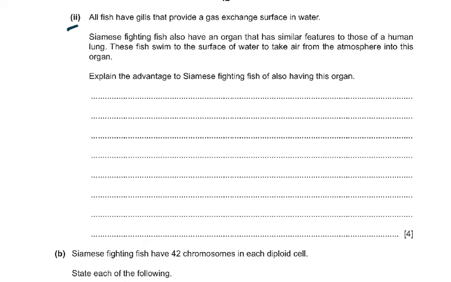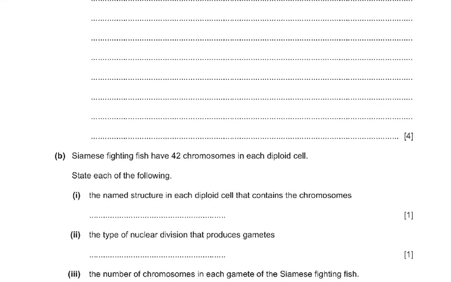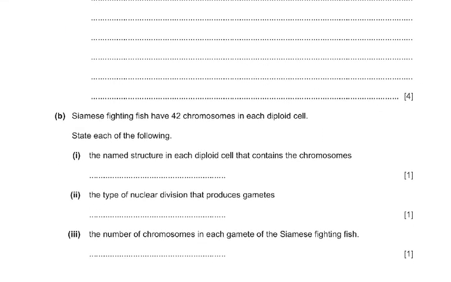So explain the advantage to the fighting fish of having this organ. So we'll just know how to word this. Then Siamese fighting fish have 42 chromosomes in each diploid cell. State each of the following. The name of the structure in each diploid cell that contains the chromosomes, the nucleus. The type of nuclear division that produces gametes. Here is where we are going to lose marks because we're going to write the spellings wrong. Meiosis. Then the number of chromosomes in each gamete. The number of chromosomes in each gamete would be 21.